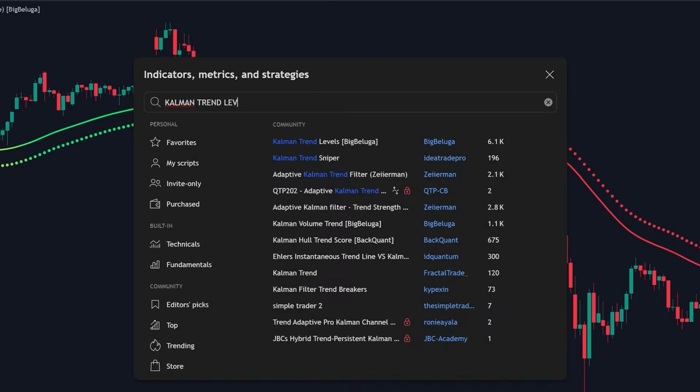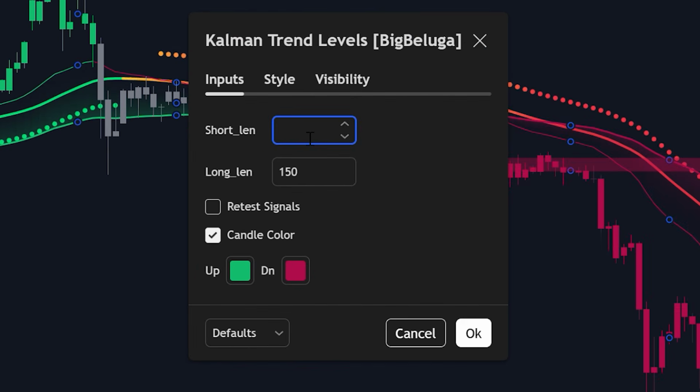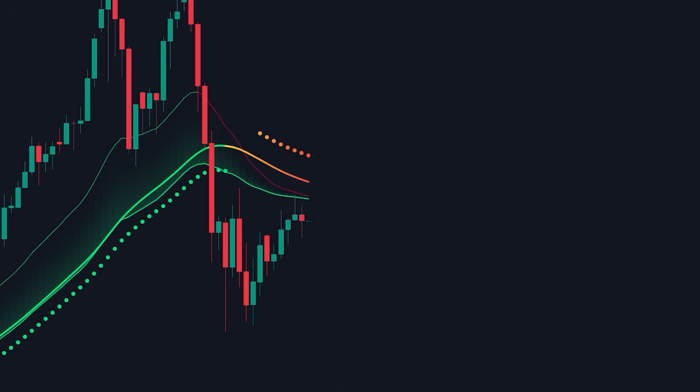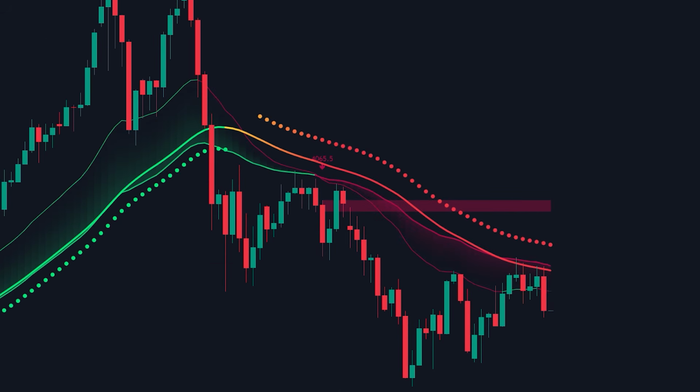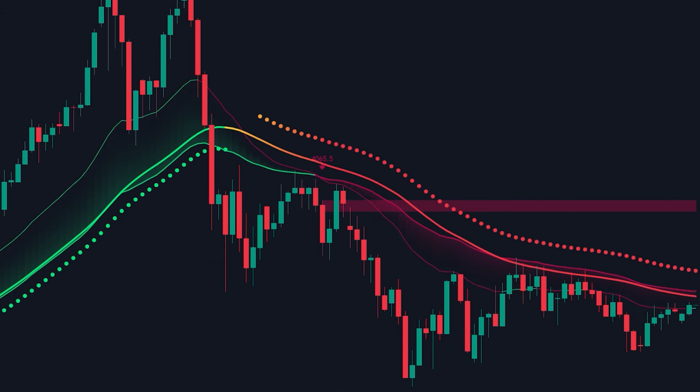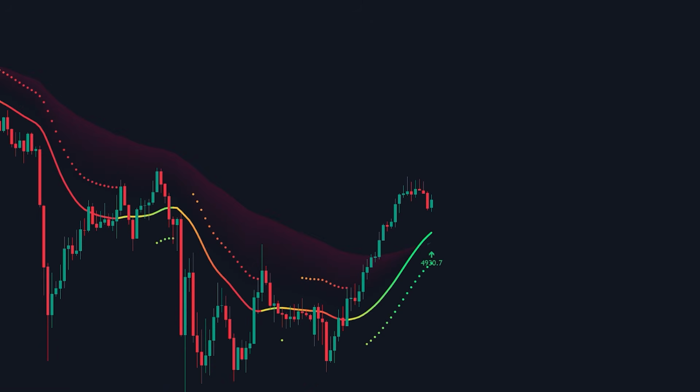Search for it in the Indicators tab and change the short length from 50 to 40 and the long length from 150 to 80. Together, they create a layered system where you're never trading against the current and never jumping in too early. When the trend filter is green and the Kalman fires a buy signal, you have 2 independent systems agreeing that conditions are right.